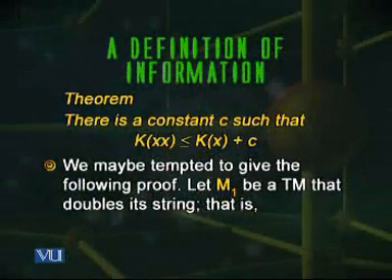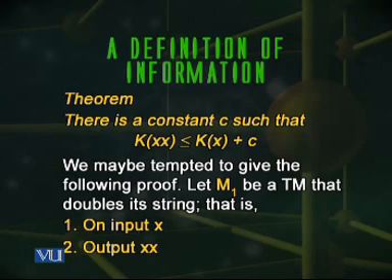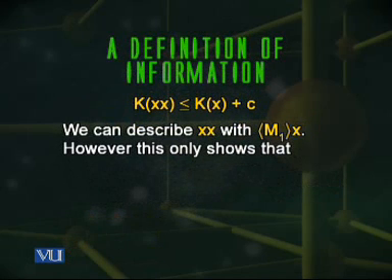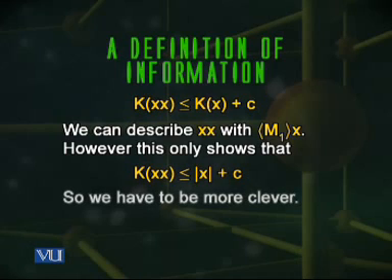We may be tempted to give the following proof. Let M1 be a Turing machine that doubles its string. That is, M1 is given by the following algorithm: on input x, output xx. We can now describe xx with M1 followed by x. However, this will only show that the descriptive complexity of xx is less than or equal to x plus c. So we have to be more clever.